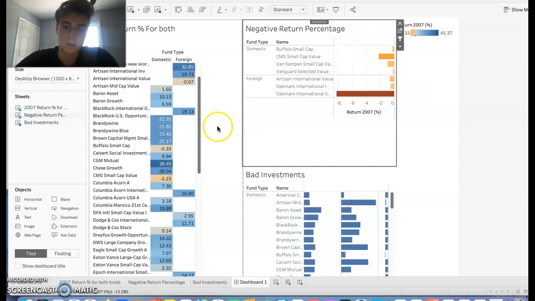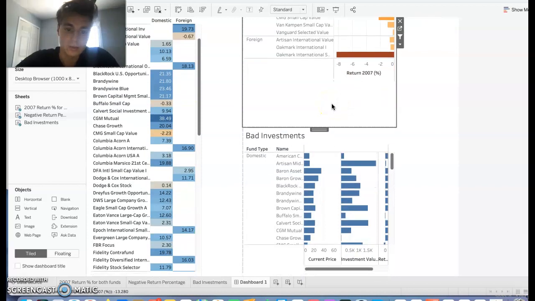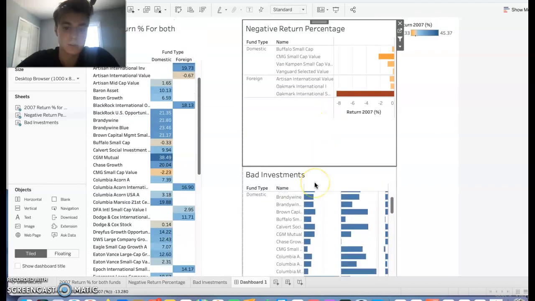So we can see which companies are bad investments and which companies are good.